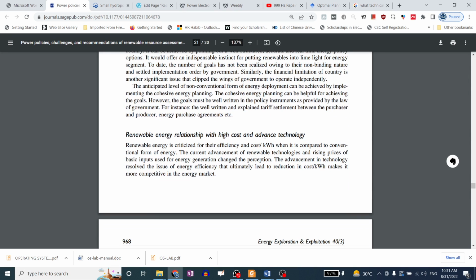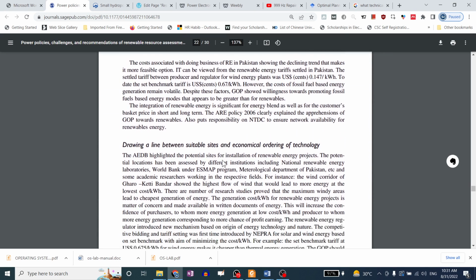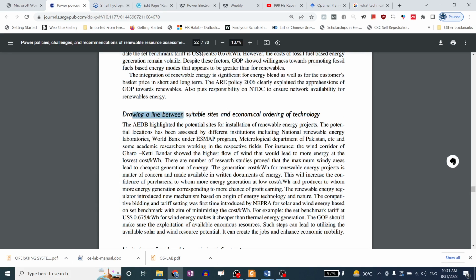advanced technology, because compared to conventional resources, renewable energy cost is high, but with the advancement of technology, cost will decrease, and it will be easy to integrate renewable energy resources. And also drawing a line between suitable sites and economical ordering of technology. So the suitable sites which we have to select are where the maximum energy potential is available.